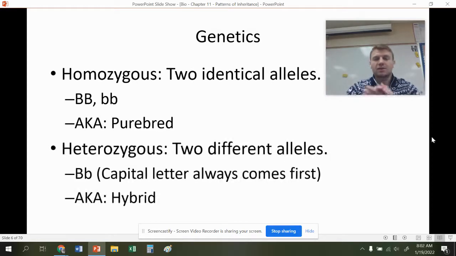Now, we have two combinations of these alleles or genotypes. We have homozygous and heterozygous. Homozygous means they have identical alleles. The alleles are the same. Another name for homozygous is purebred. So you can see big B, big B, little b, little b. Just a little note here: we don't abbreviate this. We have to say the whole word, homozygous. Heterozygous means two different alleles. So again, homozygous means the same. You can see big B, big B, little b, little b. They are the same. Heterozygous means they're going to be different: big B, little b. The capital letter always comes first in this case. These are also known as hybrids. So heterozygous, two different. Homozygous, two identical.